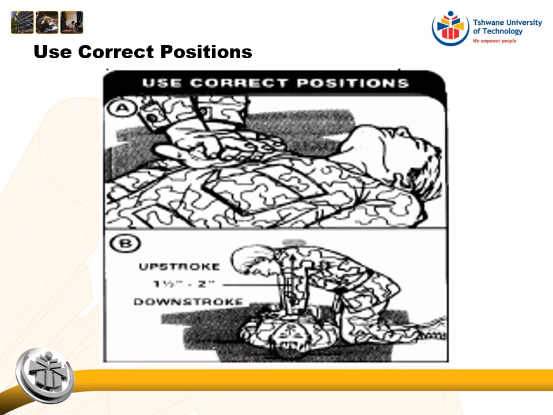This figure here shows you the correct positions of doing the chest compressions. So on A, it shows how you put your hands on their chest. Then B, how you do the upstroke and downstroke. So it must be between 1.5 seconds to 2 seconds.